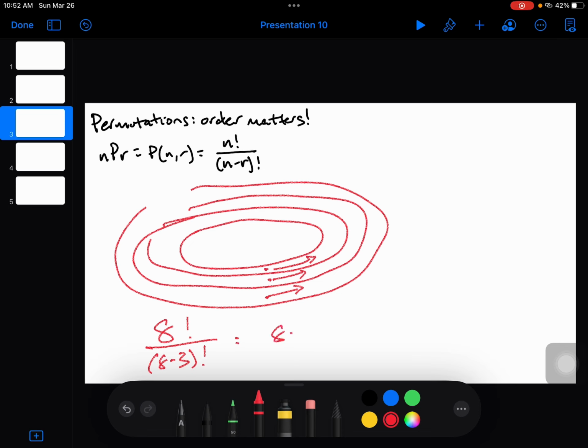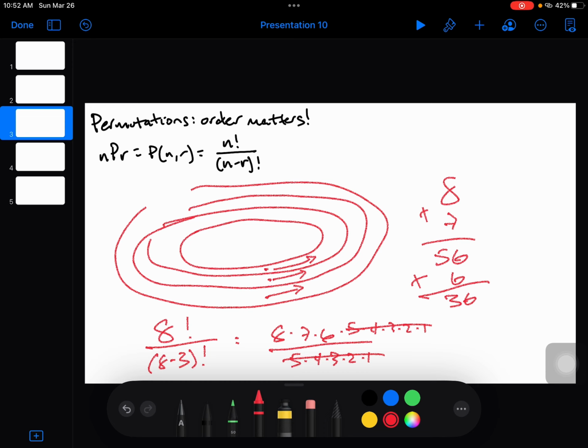So what we're going to have here is 8 times 7 times 6, because we're going to have 5 times 4 times 3 times 2 times 1, and that's just going to cancel out that top part there. And so order matters, because first is definitely different from second, and a silver medal is definitely different from third. So order matters. 8 times 7 times 6. 8 times 7, 56. Times 6, we get 336. So we're at 336 ways to have 3 people on a podium from 8 runners running around a track.